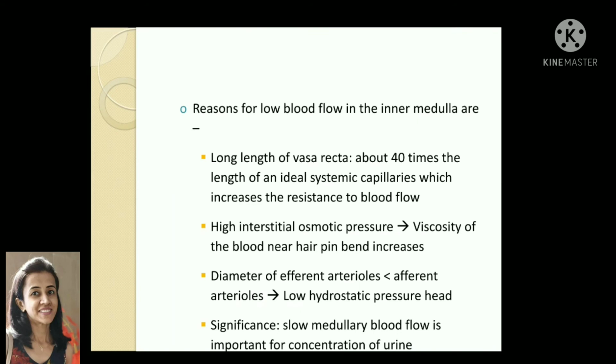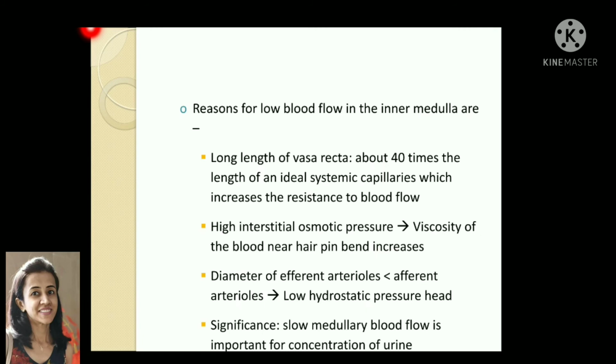First reason is the long length of the vasa recta. Vasa recta length is about 40 times the length of ideal systemic capillaries, and with increase in length, resistance increases. Second, viscosity of the blood near the hairpin bend increases, due to high interstitial osmotic pressure. Third, because the diameter of efferent arterioles is less than afferent arterioles, low hydrostatic pressure head is given.